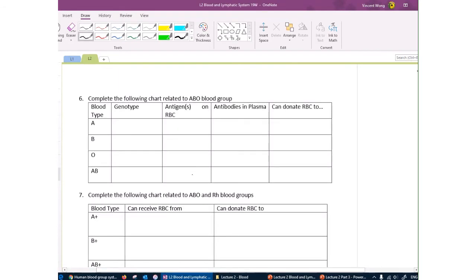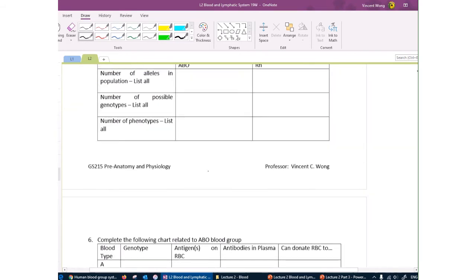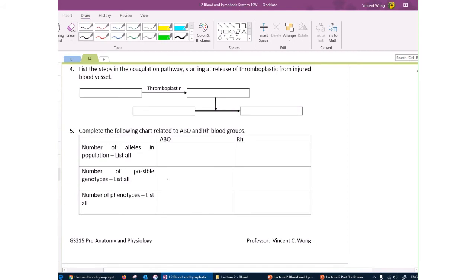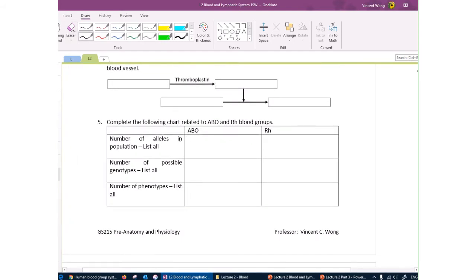Now, if you can go to your workbook, there's a similar chart that you can fill out later. But right now, I want you to go to number 5, question 5 of lecture 2 in your workbook. And there's a chart here, okay? We are going to be comparing the ABO system with the RH. But for now, let's fill in the ABO system. Okay, the number of alleles in the population, list all.